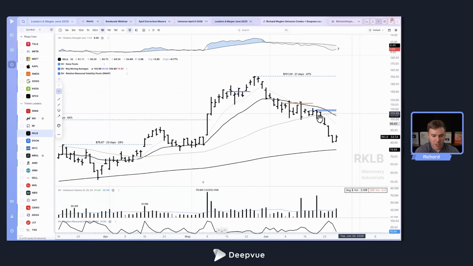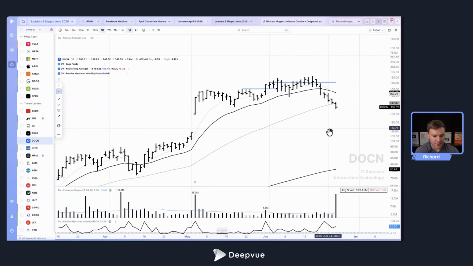So RKLB below MAs, we have extension down, a little bit of consolidation here. So potential for a trend reversal. If SpaceX goes, this probably goes as well. But we'll see what happens with RKLB.